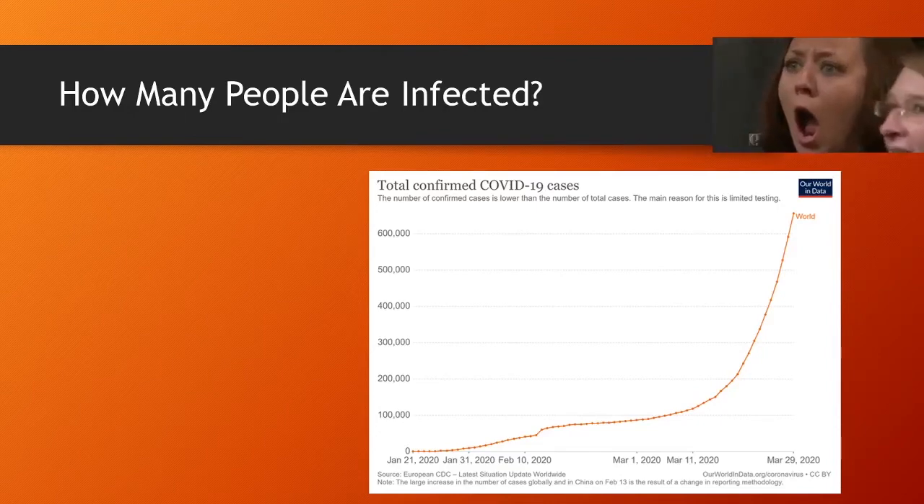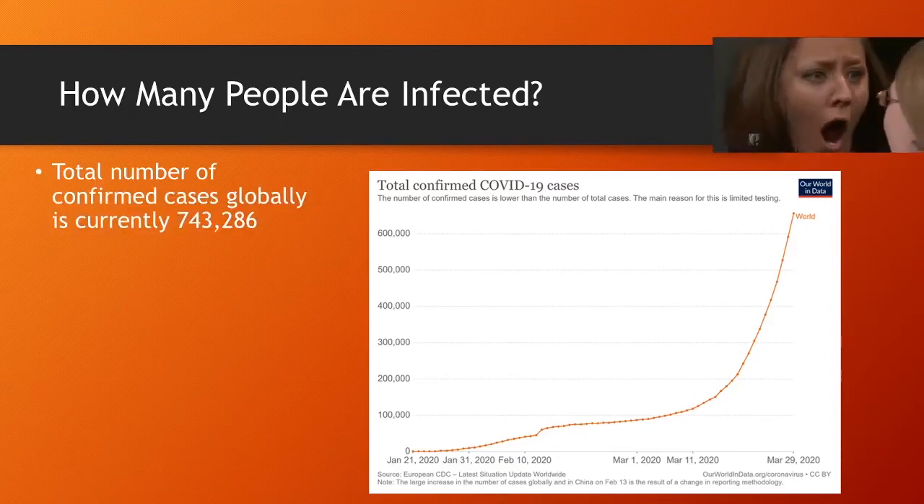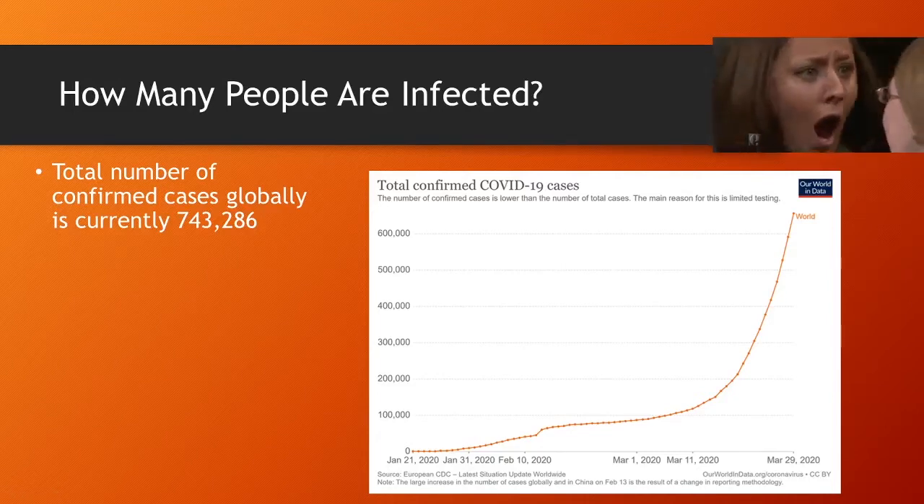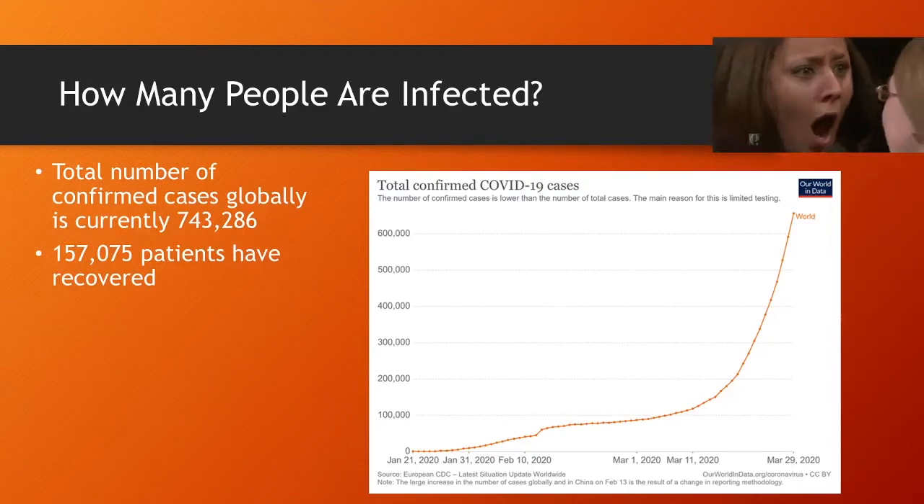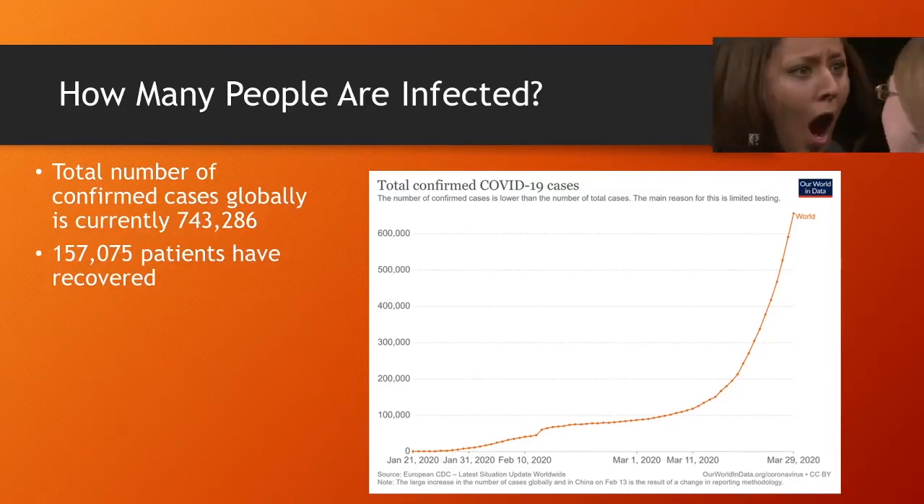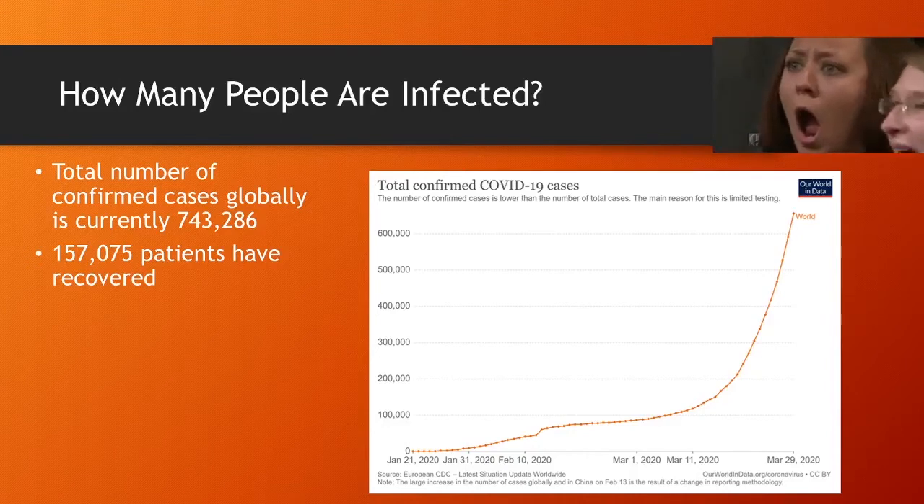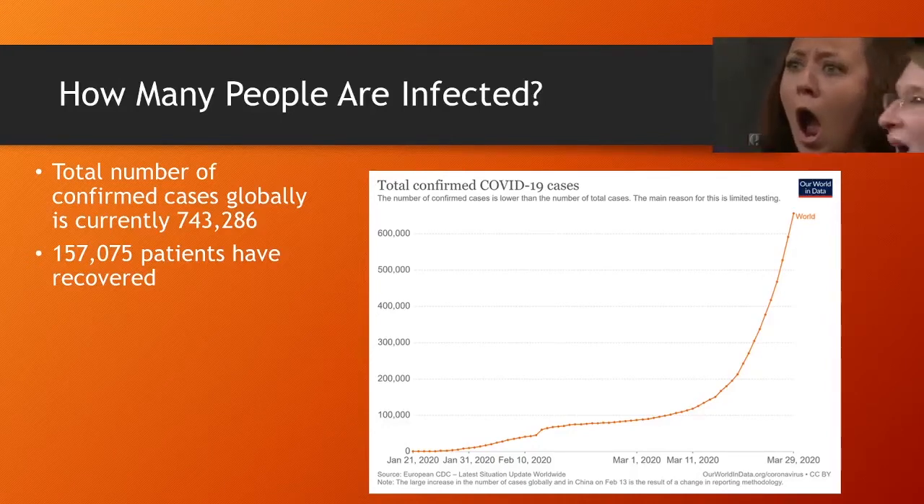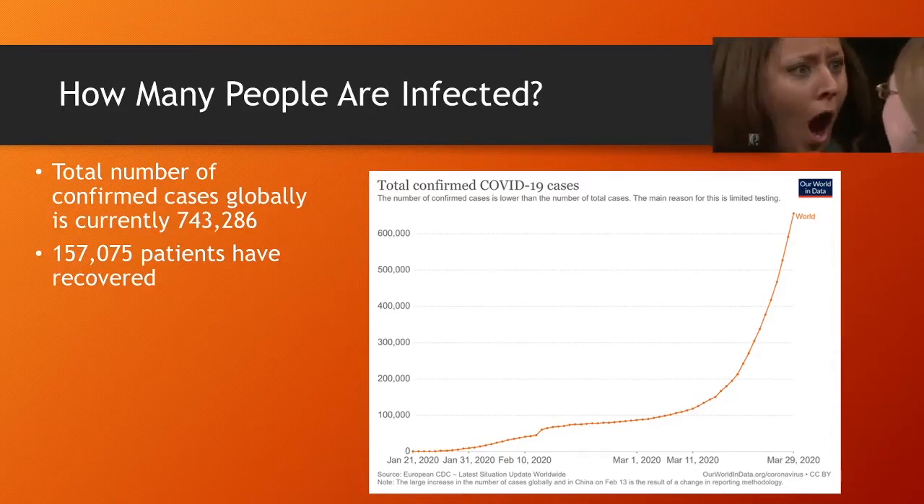A lot. A ton. So the total number of confirmed cases, it's actually higher than this now, but from my last count is 743,286 worldwide. And from those, there are 157,075 patients who have been confirmed to have recovered. So there are still quite a few people who are still sick.